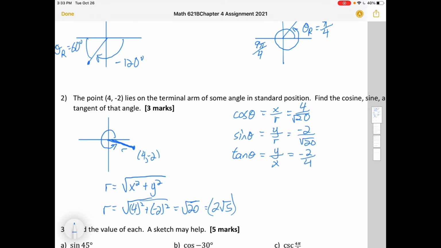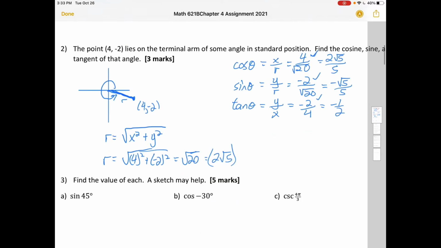Okay, y over x. You can reduce these down. There are a whole bunch of ways that you could write them. I guess the nicest rationalized form of this one would be 2 root 5 over 5. This one's going to be negative 1 root 5 over 5. And this one's going to be negative a half. But correct marks for having any form of it, in my books anyways.